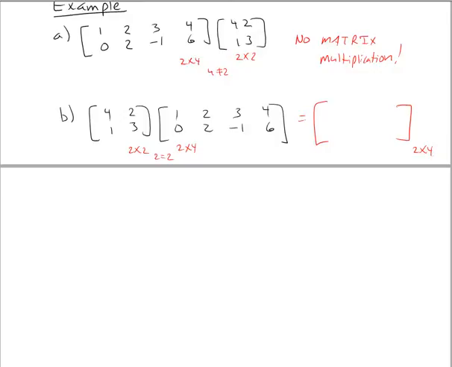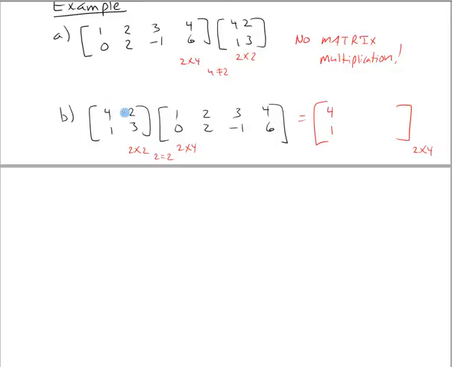So let's go ahead and figure out what those elements of the solution are. I would take 4 times 1 plus 2 times 0. So 4 times 1 plus 2 times 0 is 4. For the element down below, I take 1 times 1 plus 3 times 0. So 1 plus 3 times 0 is 1.